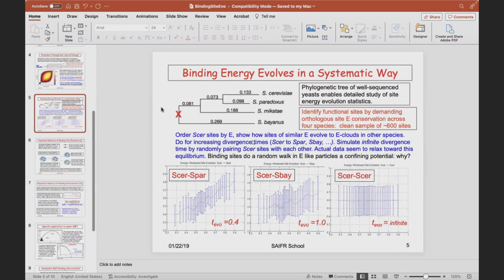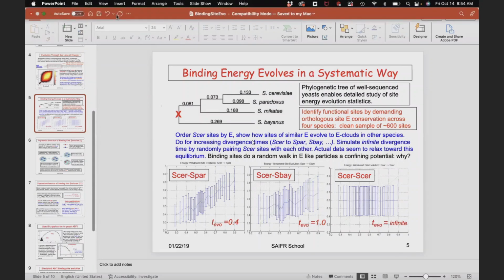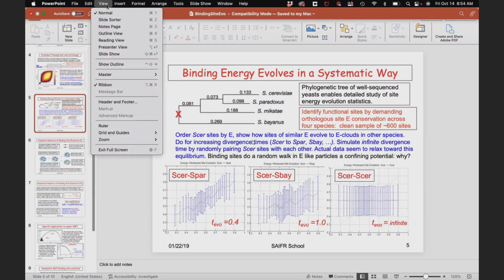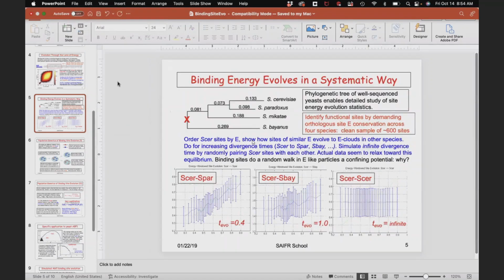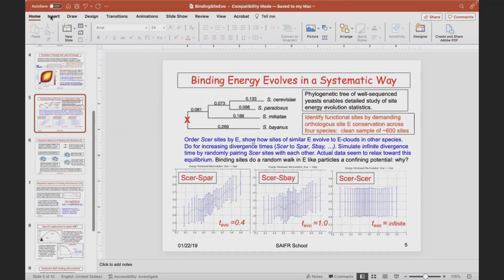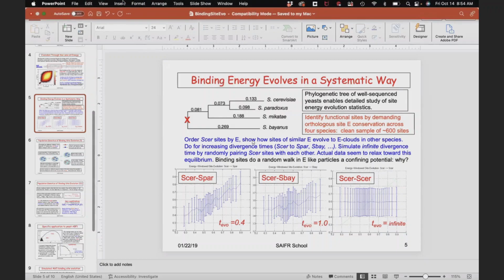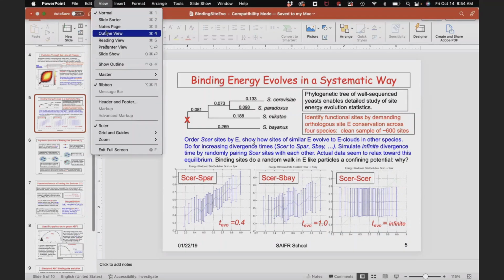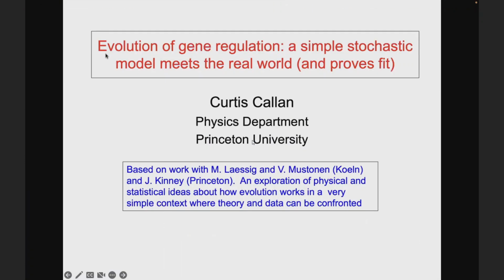Where am I? I didn't say that, did I? Okay, so, go to full screen. Whoops, where's the full screen guy? Sorry about that. View, go to full screen. Slideshow, sorry. All right, for God's sake.